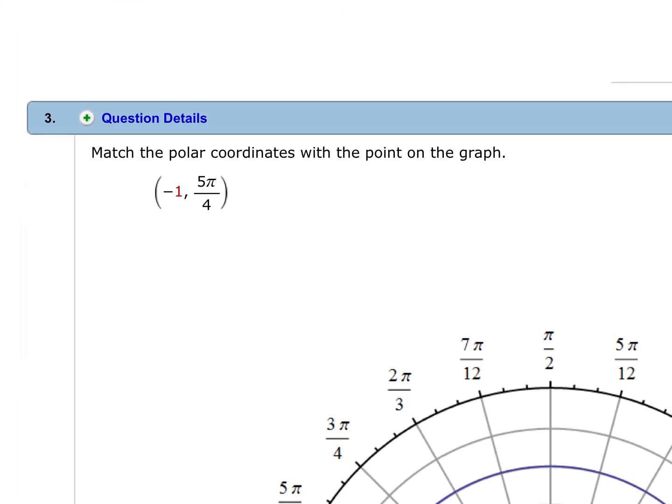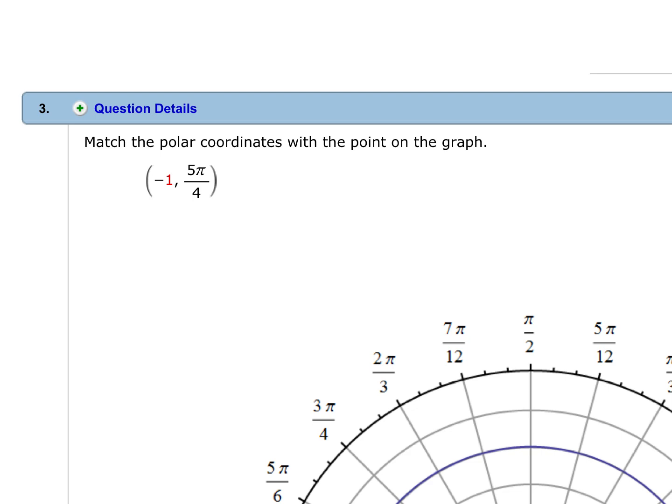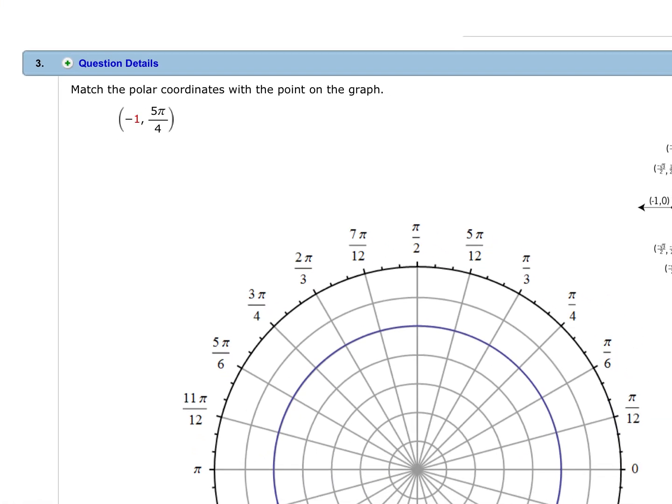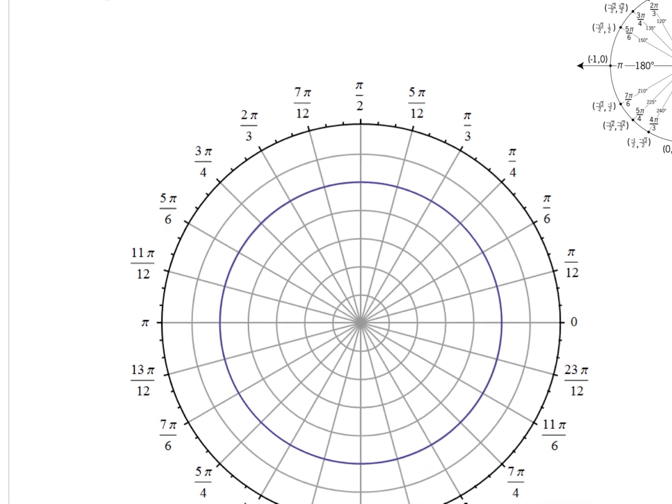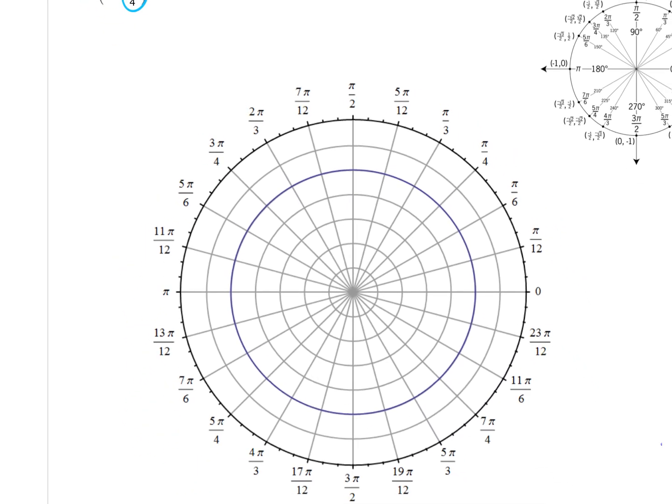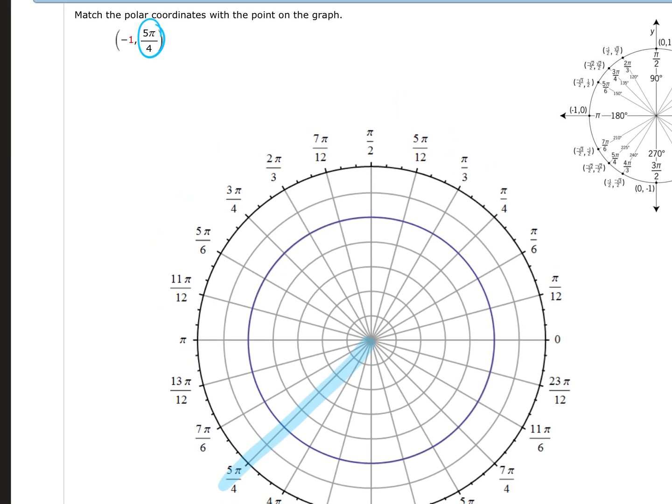All right, let's look at 3. We have to match the polar coordinates with the point on the graph. So I'm going to start by looking for my 5 pi over 4 for theta. So 5 pi over 4 is going to be here. And then negative 1 means that I go in the negative direction. So I'm going to continue that line this way.